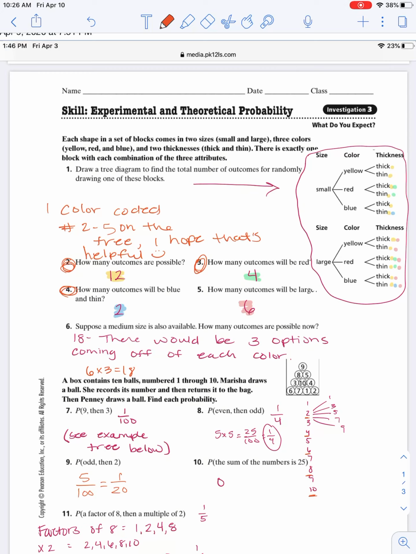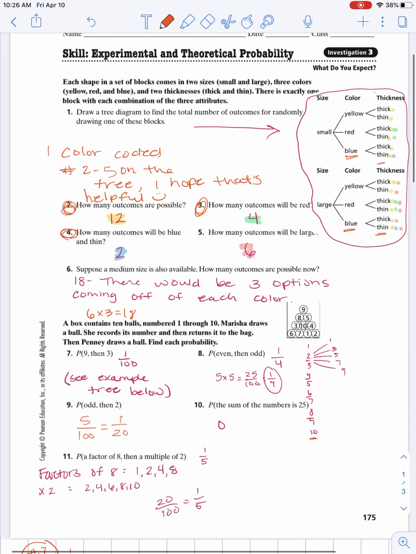How many options will be blue and thin? You can see we've got 2 options, right? Blue and thin, blue and thin. So there are 2, and I've got those blue dots. And then how many outcomes will be large? That's half of them, right? So all of these guys down here are large. So I hope that that is helpful.